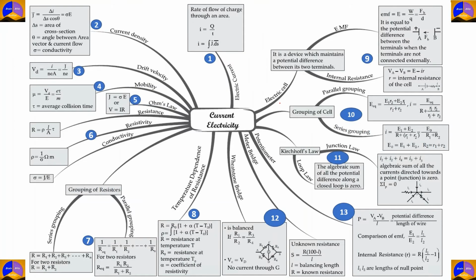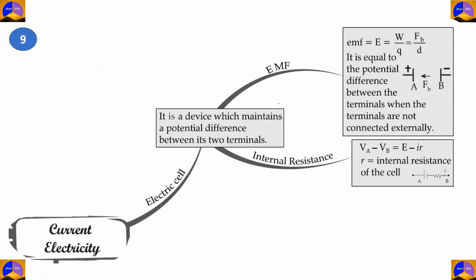Let's move on to another important part of this chapter, and that is the electric cell, the source of potential. Electric potential is generated by an electric cell. Let's look at what it is. It is a device which maintains a potential difference between its two terminals. And it's represented diagrammatically like this. And when you have two or more electric cells grouped together, you get a battery.